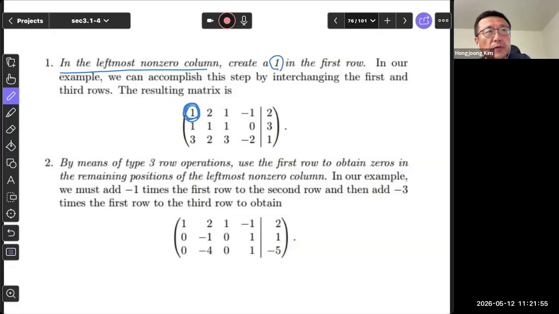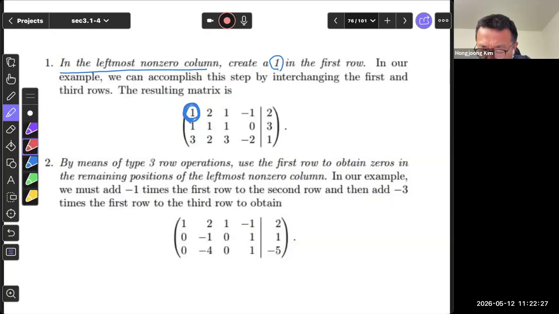Okay, if needed, you can interchange some rows, or you can perform some scaling. So I have 1 in the leftmost non-zero column, which is the first column in this case. Now, I have this 1 here. Using this 1, I want to change these 1 and 3, the numbers below that 1, to 0.